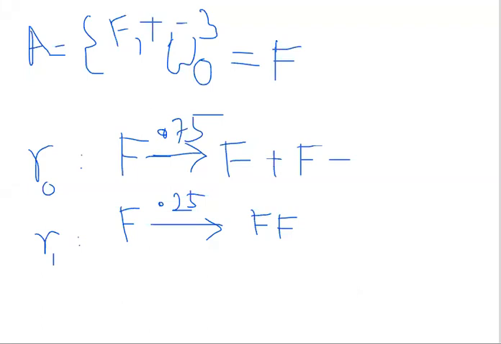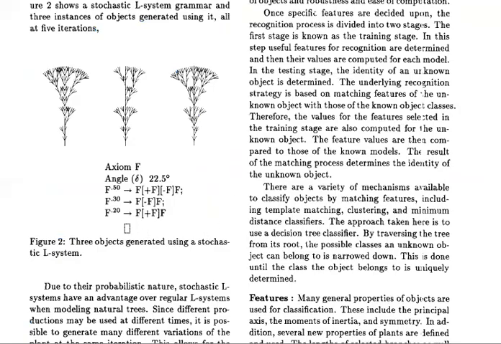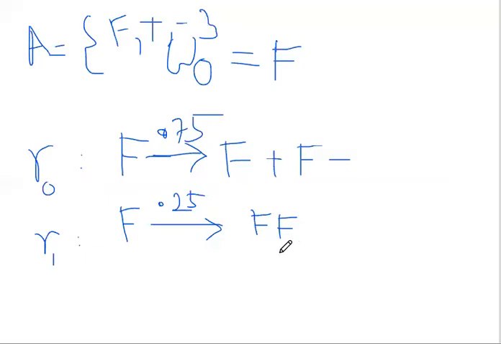All right. So this is the stochastic. So how do you generate rewrites?